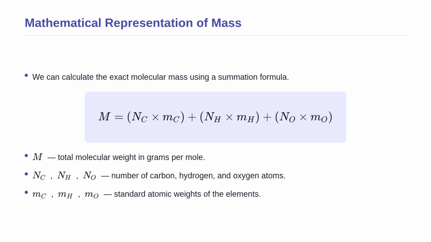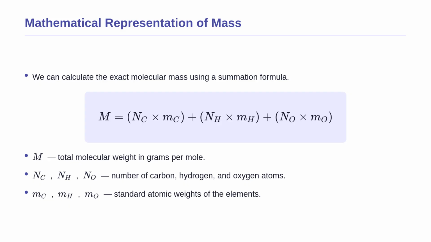Having understood their biological roles, let us look at how we represent these complex organic molecules mathematically to understand their mass. The formula shown here allows us to calculate the exact molecular mass of a steroid, like cholesterol. Conceptually, this formula simply states that the total mass is the sum of the masses of all its individual atoms.